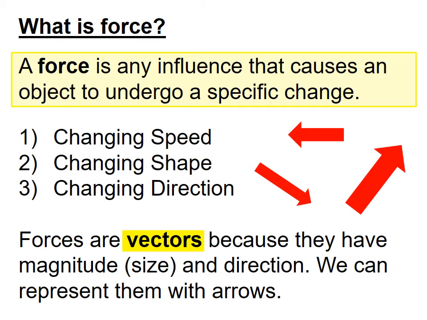We can represent forces with arrows, and you can see here three red arrows, because forces are vectors. A vector is something with a size and a direction. So when we look at the arrow, it has a length. The longer the arrow, the bigger the force, and it also indicates the direction, whether it's going to the left or whether it's going down or it's slanted up. The direction and the size of the force can be represented with an arrow.